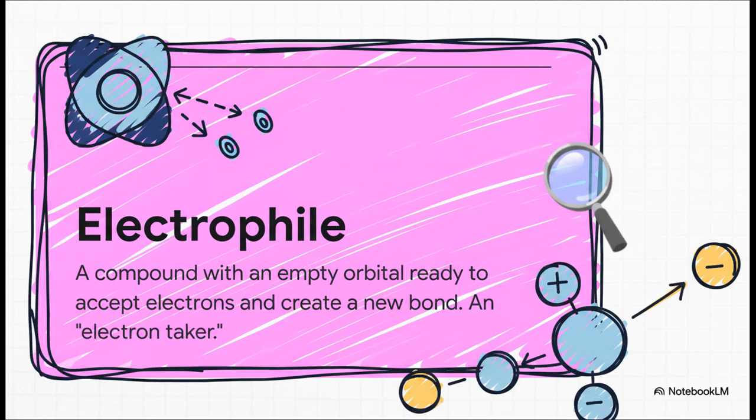And of course, for every giver, there's got to be a taker. So say hello to the electrophile. Its name means electron-loving. This molecule is the opposite. It's electron-poor. It's got this empty space, an empty orbital, and it is actively looking for a pair of electrons to fill it and become stable. This is our electron taker.